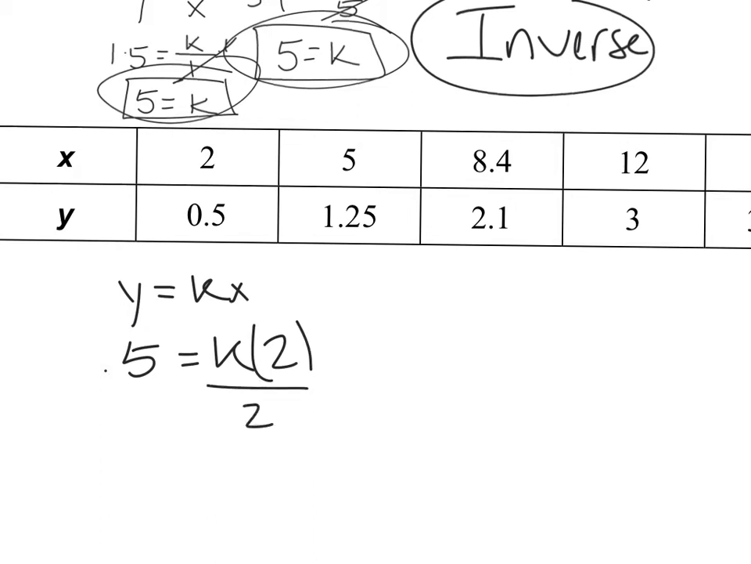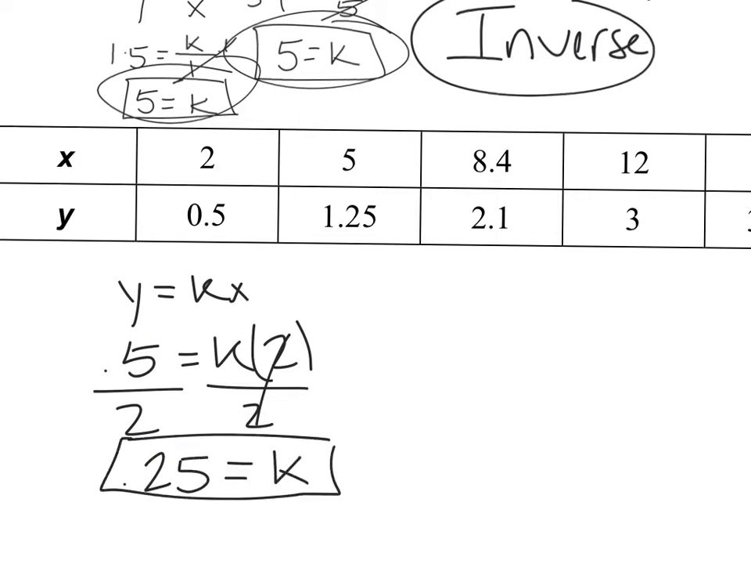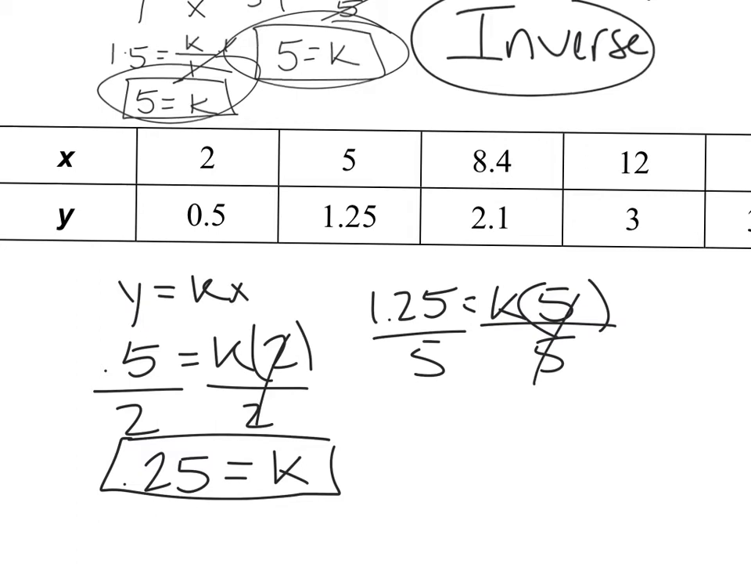Okay, divide by 2, divide by 2. 0.5 divided by 2 is 0.25. Is my constant of proportionality. Let's see if that exists in the second one as well. Actually, let's do y is 1.25 equals k times 5. Divide by 5, divide by 5. 1.25 divided by 5 is 0.25.